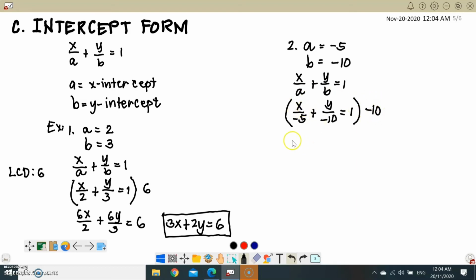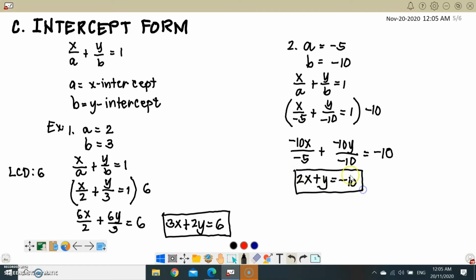So negative 10 multiplied by x is negative 10x over negative 5 plus negative 10 multiplied by y is negative 10y over negative 10 equals negative 10 multiplied by 1 is equal to negative 10. So negative 10 divided by negative 5 is equal to positive 2. So we have 2x. Negative 10y divided by negative 10 is equal to positive y. So we have plus y equals negative 10. So you now have the equation of the line with a y-intercept equal to negative 10 and x-intercept equal to negative 5. So let's have letter D.